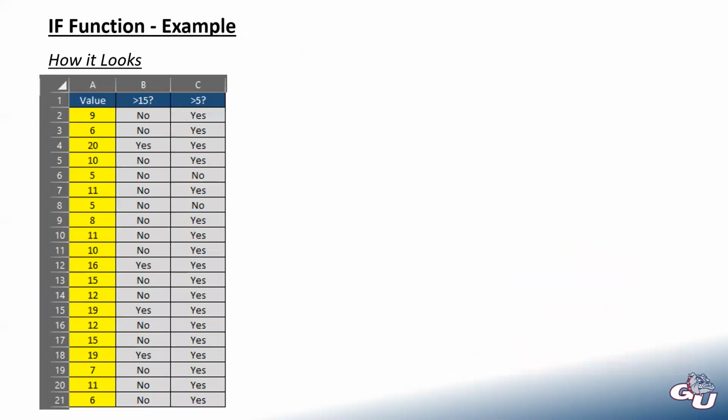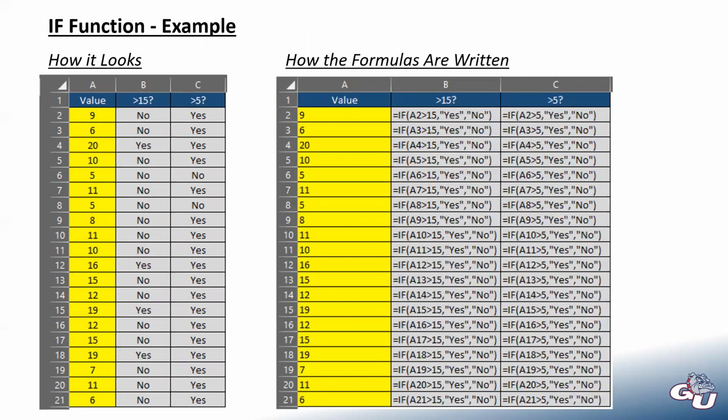So a quick example of that IF function. We have these cells that all have a value in yellow. And then in column B, we have a check. Is that value greater than 15? No or yes. And then in the next column, is it greater than 5? And this is how the formula looks. So if A2 is greater than 15, say yes. But if it's not, say no. And then same thing with using a 5. And this 15 and 5 could be referencing another cell. You don't have to hard enter in those values.